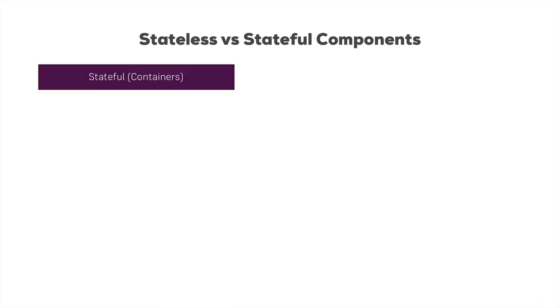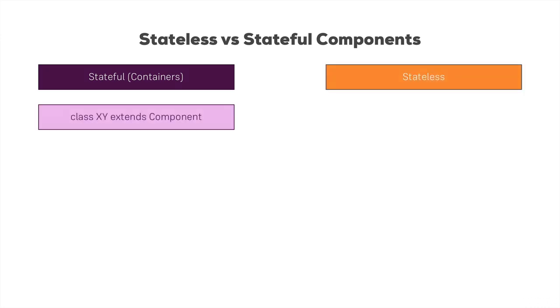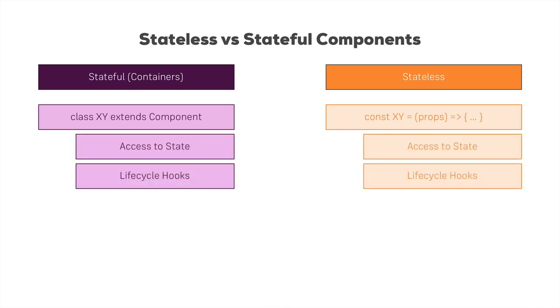Just to bring this back into mind, stateful components, also referred to as containers, and stateless components differ by the fact that stateful components are created with the class keyword and extend component, whereas stateless components are just functions which receive props. Now, important differences are of course the access to state and, this is new, the existence of lifecycle hooks. In stateful containers, we can access state and we can implement lifecycle hooks. I'll come back to what that is in the next lecture. Stateless components neither have access to the state, nor can they implement lifecycle hooks.